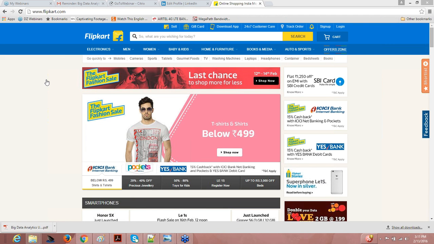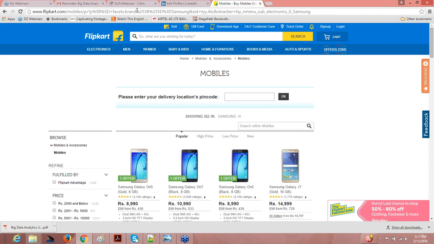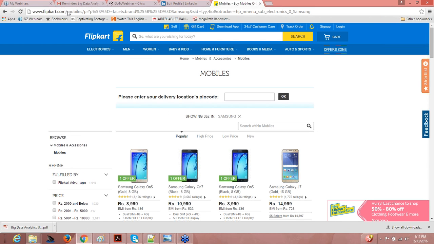Whenever we click on a link, let me click on some link here, say mobiles, Samsung. You see this, a request will be sent to the server. So the web server will receive the request and send the response back. And you can see the URL. When we click on that link, this is the URL that was sent in the request.